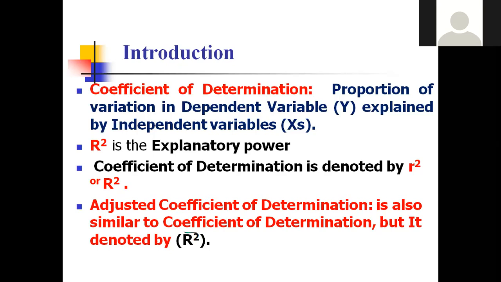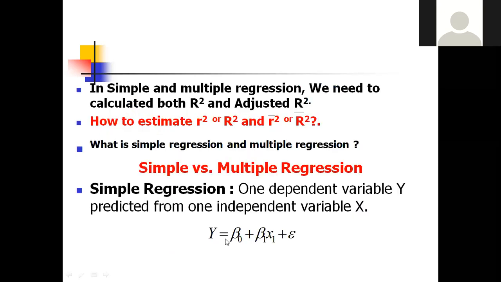Then the adjusted coefficient of determination is similar to the coefficient of determination, but it is denoted by adjusted R square, that is R bar square. In simple and multiple regression, we need to calculate both R square and adjusted R square. When doing regression analysis, we need to estimate the R square value and the adjusted R square value.